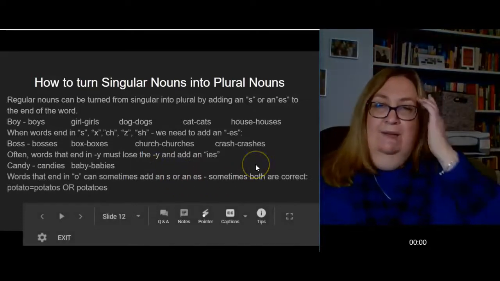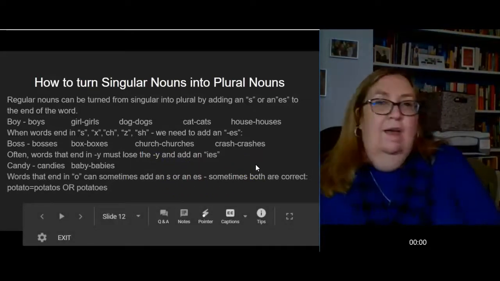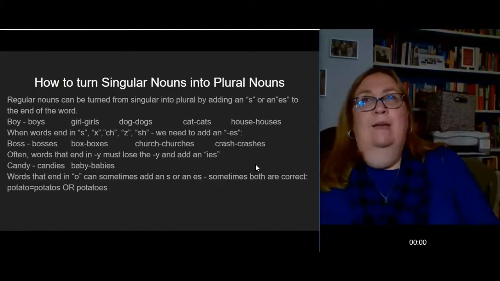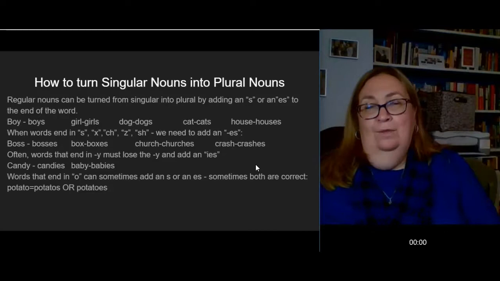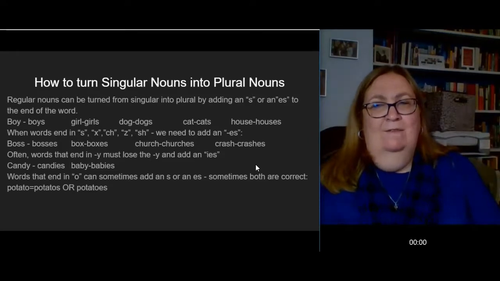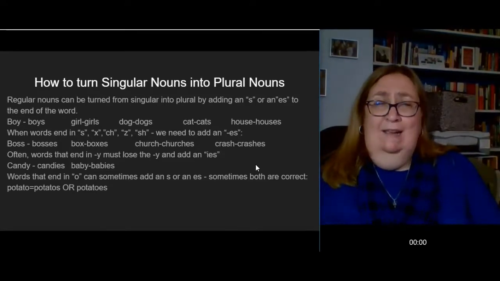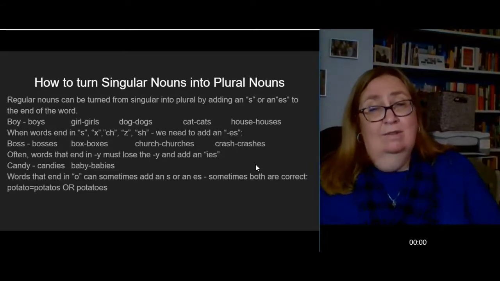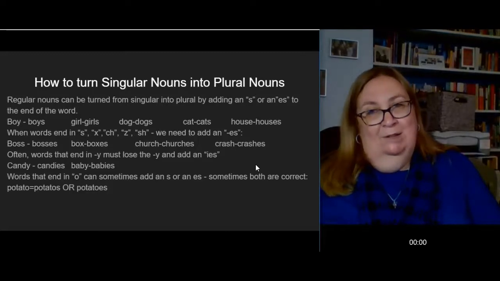And then those pesky words that end in O, unfortunately, there's not a great rule. And there are many words where either way is acceptable. If you look up potato, somebody was asking me if you have plural potato, do you have potatoes or do you have potatoes? And we decided as a class the answer was taters, but that doesn't help us here.